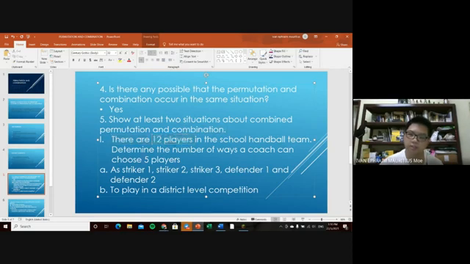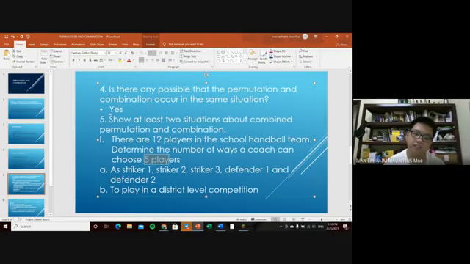So choose 5 players, so it's 1, 2, 3, 4, 5. So this actually is permutation. Why? Because there is a specification, there's a condition to it. So this is permutation, so the number of ways is 12P5.